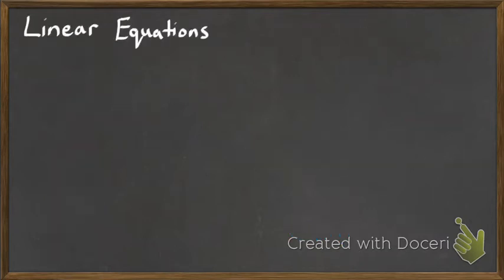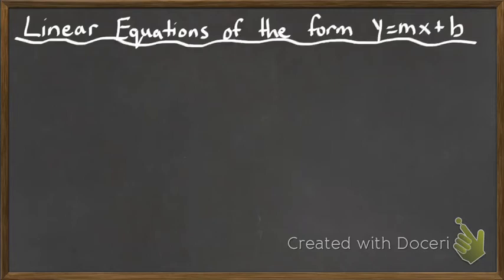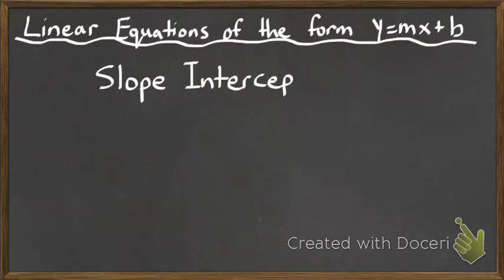Okay, so we have linear equations in the form of y equals mx plus b. Now, a linear equation in this form is also called the slope-intercept form.